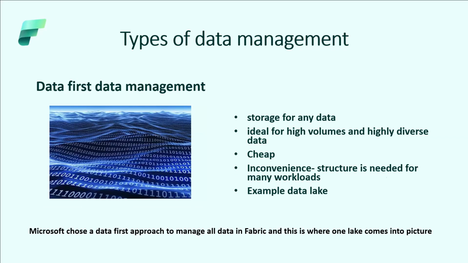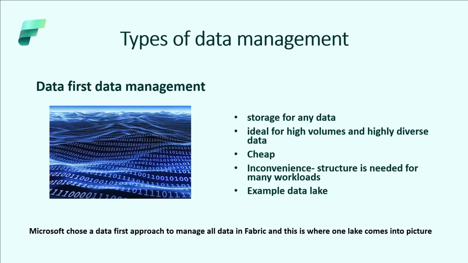An example is a data lake. It has storage of any data. Any data can be stored in this, with high volumes and highly diverse data. And compared to the other one, it is cheaper. The inconvenience is that structure is needed for many workloads. Microsoft chose this data first approach to manage all data in Fabric, and this is where OneLake comes into the picture.